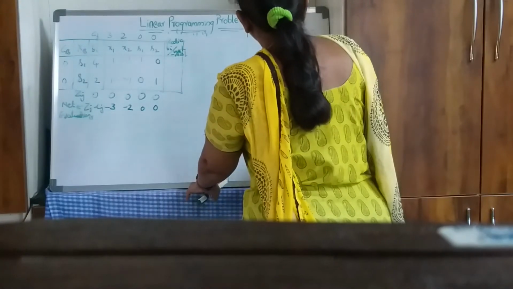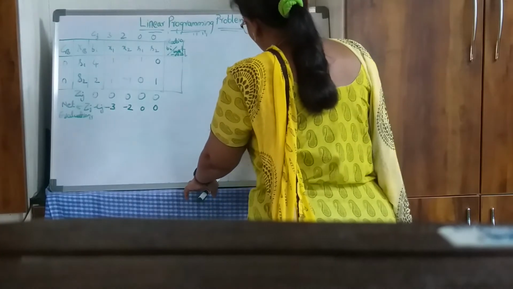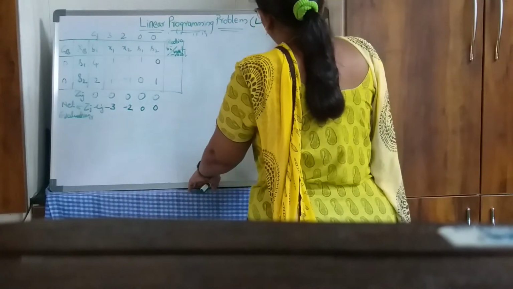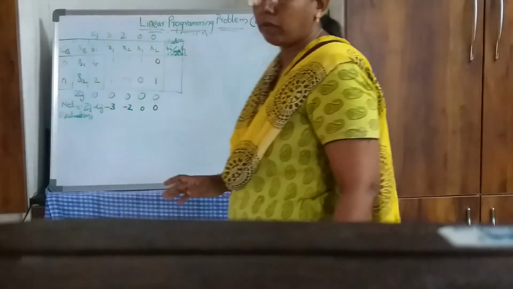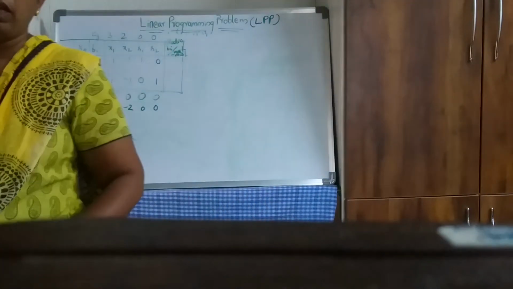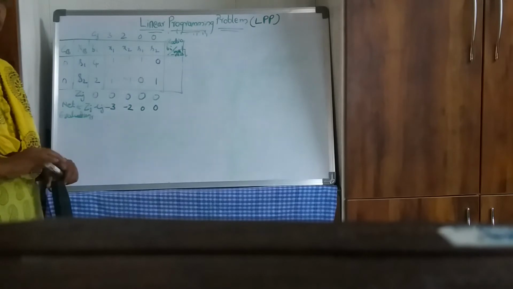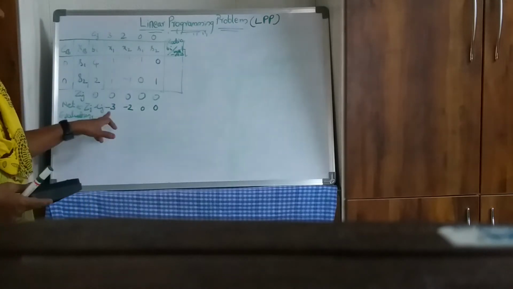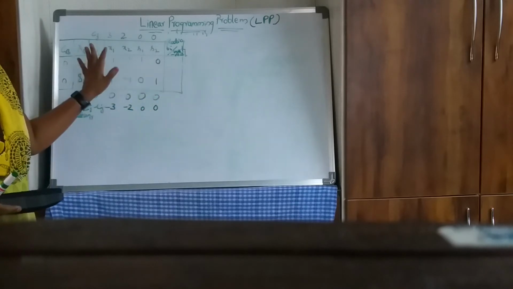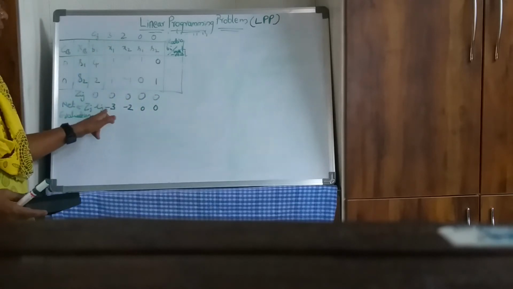Okay. So if all the net evaluations are greater than or equal to 0, then the given problem has been solved. That means you have got the optimum solution. If any one of the net evaluations is negative, you have to go to the next step. So here I have negative values. That means I didn't get the final solution.